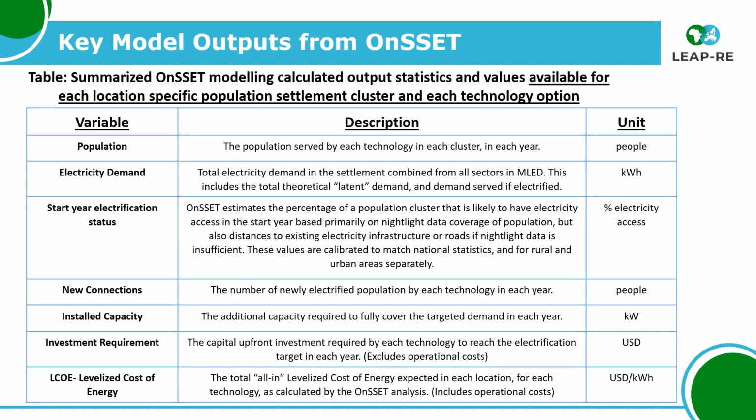Onset also provides us much more information than just which options are expected to be the least cost. It explains for each and every population cluster model how much population is expected to be there in each year, the electricity demand from the different sectors, the electrification status, how many new connections might be required, the installed capacity of those connections, investment requirements, as well as the levelized cost of energy expected in each of these locations for each and every option investigated.